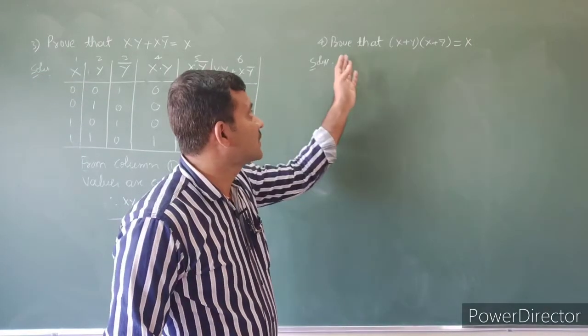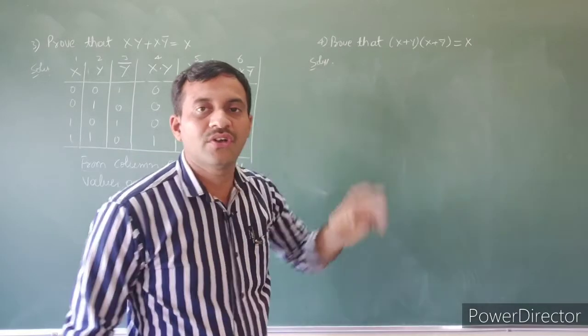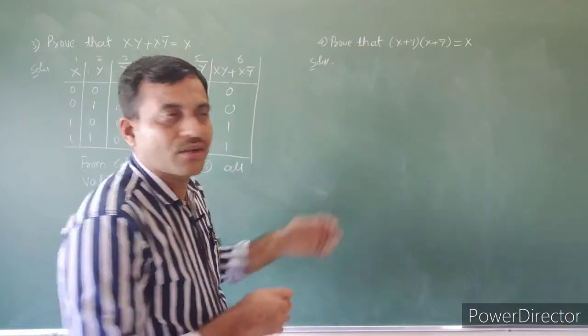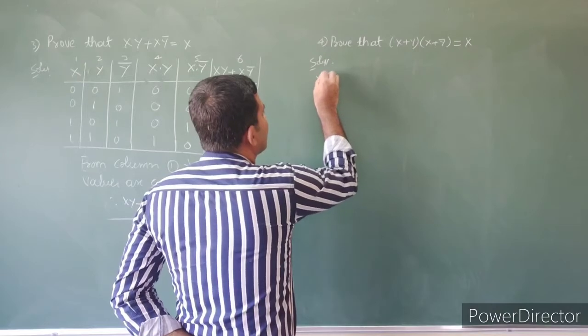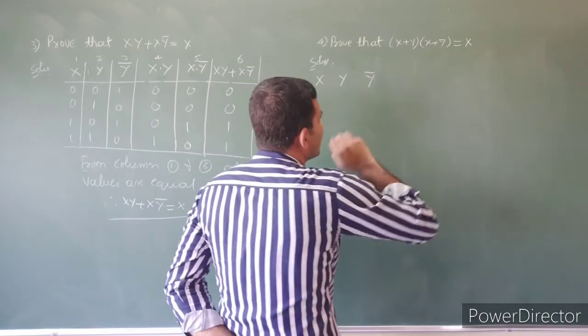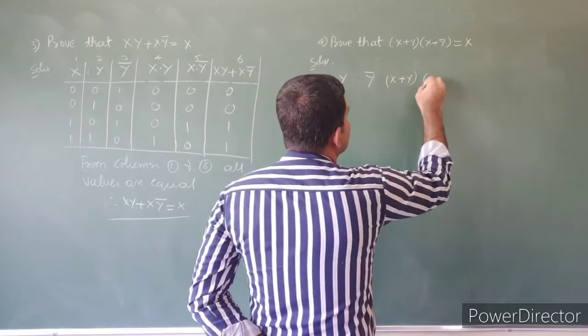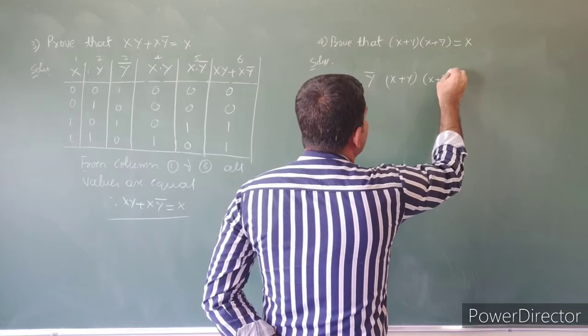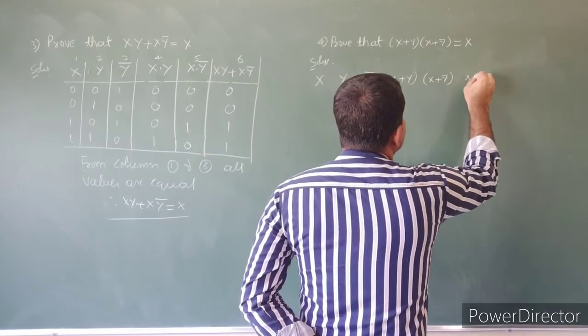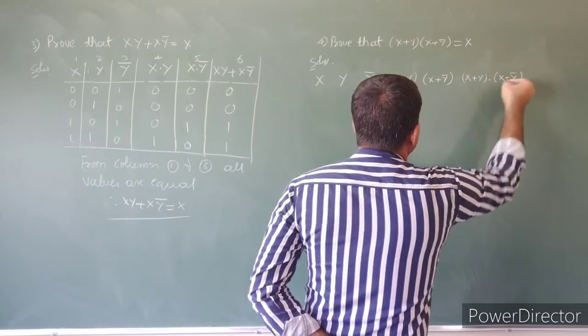Let's consider the next one, that is, prove that x plus y bar is equal to x. First write the columns. Here the columns are x, y, y bar. It needs a negation, y bar. Then x plus y, inside the parentheses evaluated first. Then x plus y bar. Finally (x plus y) into (x plus y bar).